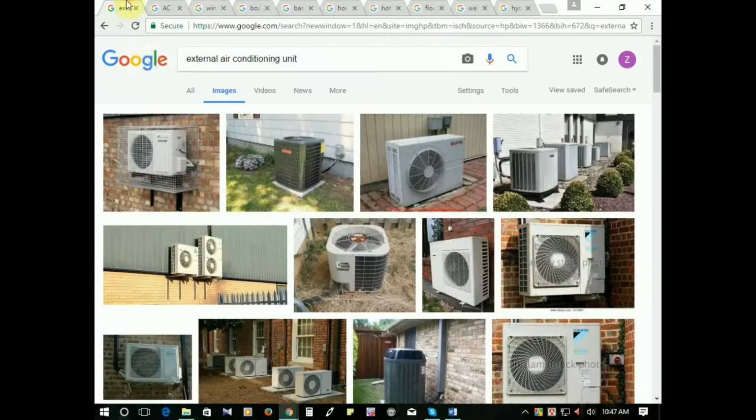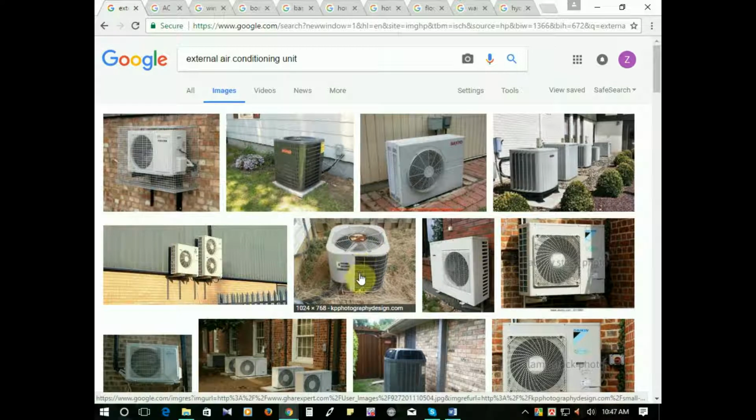All properties will have an external air conditioning unit, although sizes of these units can vary depending on the property itself, but most that are present have 13 SEER 3 tons to 5 ton ones. So it's either 3, 4, or 5 tons in size.